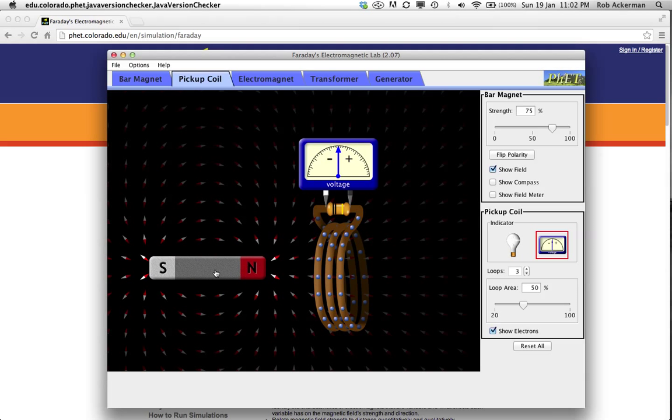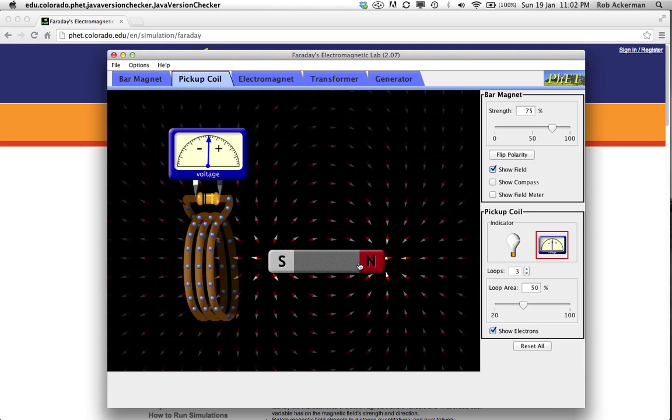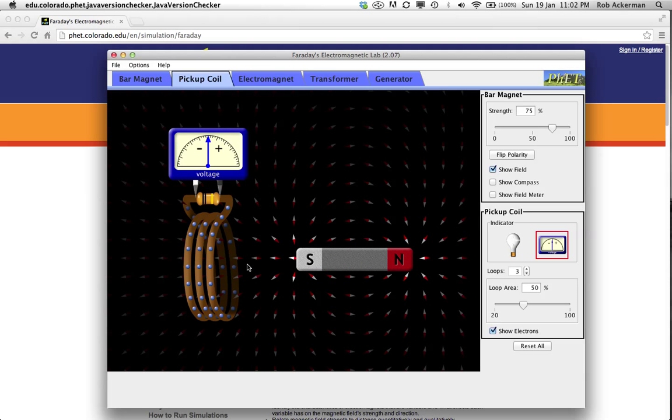Now, what if I do the following? What if I move the coil over here and now I do this? Now I've got the South Pole over here.